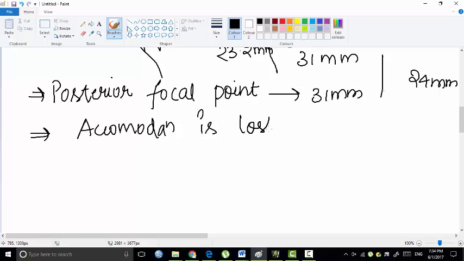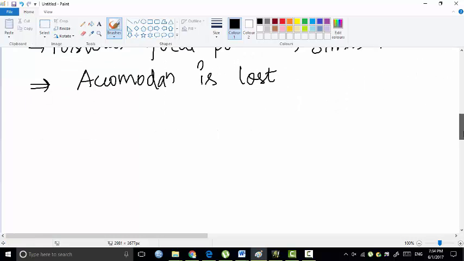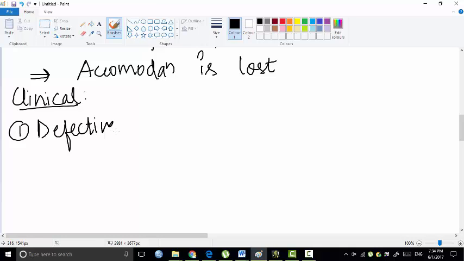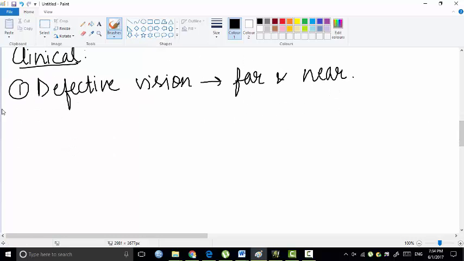There is no accommodation in aphakia because of the absence of lens. Adjustment of the ciliary muscles and the lens results in accommodation. But here, due to the absence of those, there is no accommodation. Then clinical features. First, defective vision. Which type of defective vision do you think it is? There is both far and near defective vision, and there is high degree of hypermetropia, as we have already discussed.